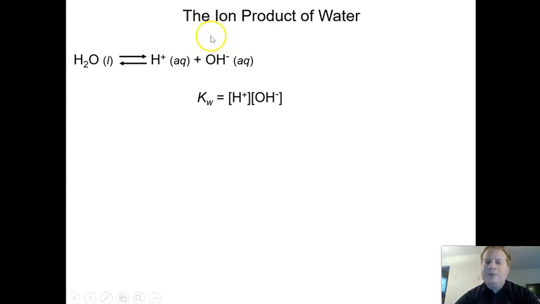So when we're writing out this expression, we call it Kw. It's the equilibrium constant for water. And we simply say that it's just the products because the reactants are water and that's in liquid form. So we've got a couple of aqueous products. There's no coefficient, so we don't square them or anything. This is just how the expression looks.